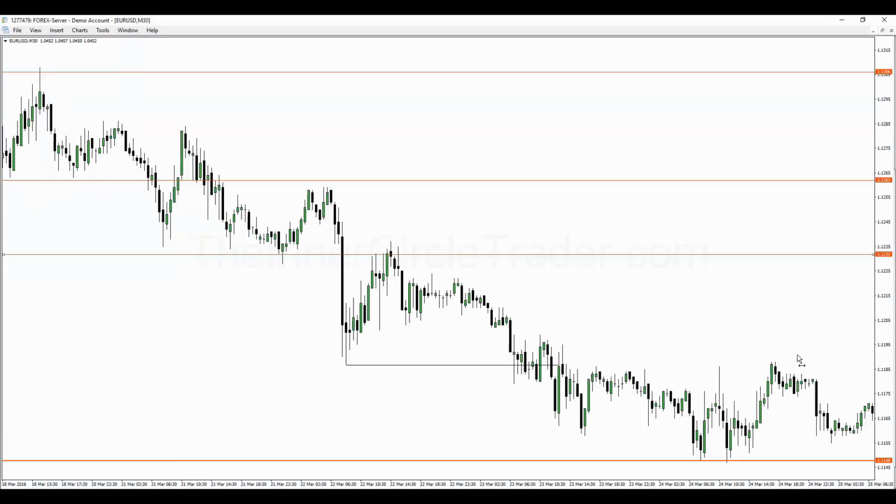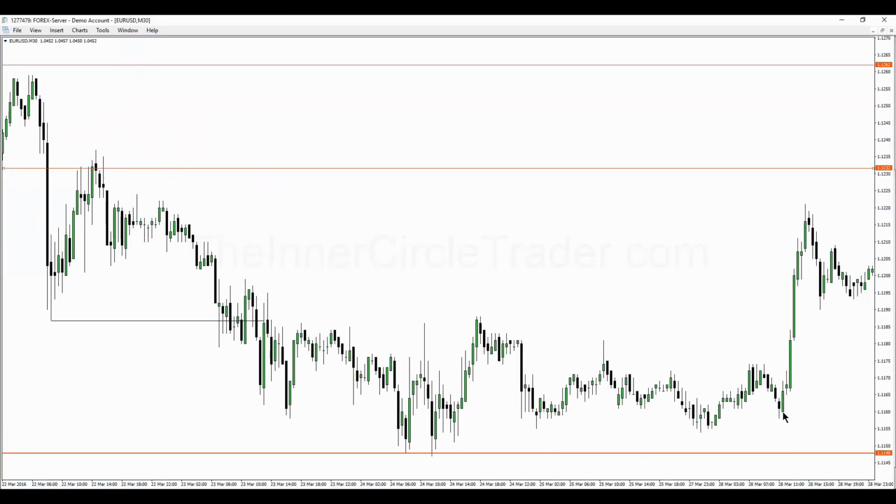Then ultimately, I'll give you a view of what took place. Price eventually started to move back up. So hopefully this has helped you with mitigation blocks. We will still talk more about it again in the PDF file for your December 2016 ICT mentorship study notes. Until next time, I wish you good luck and good trading.